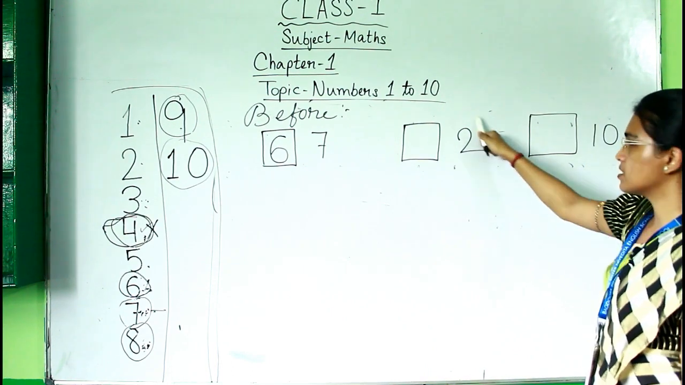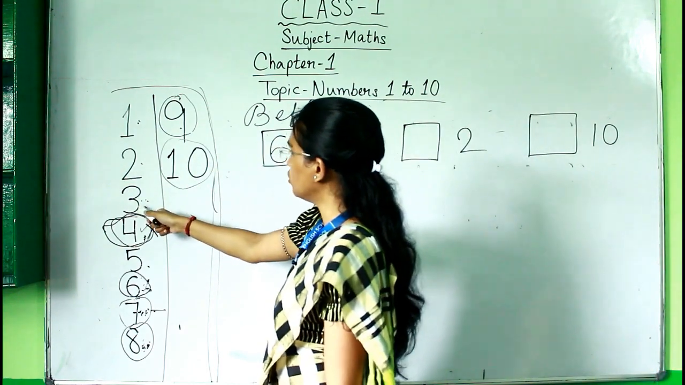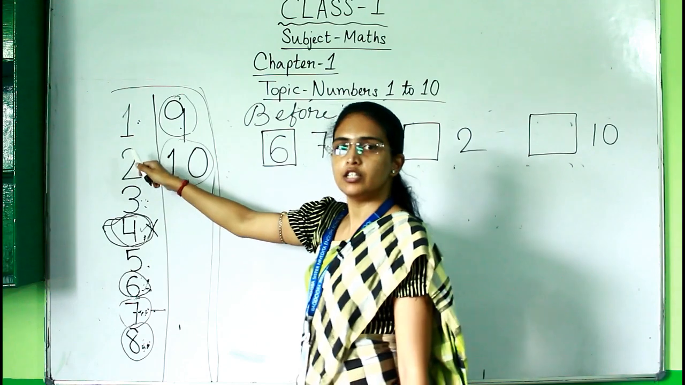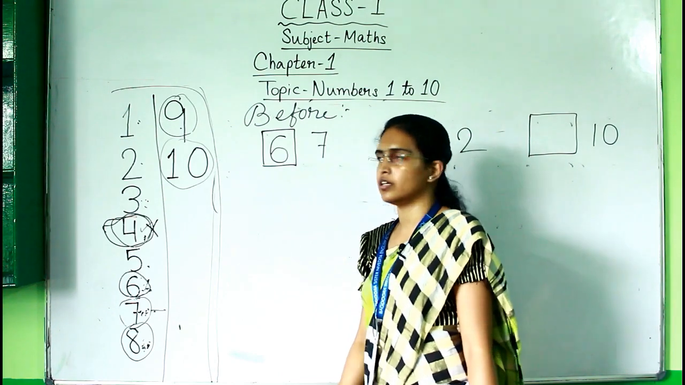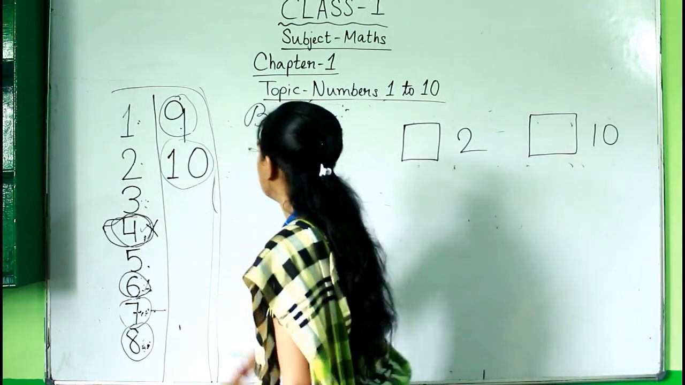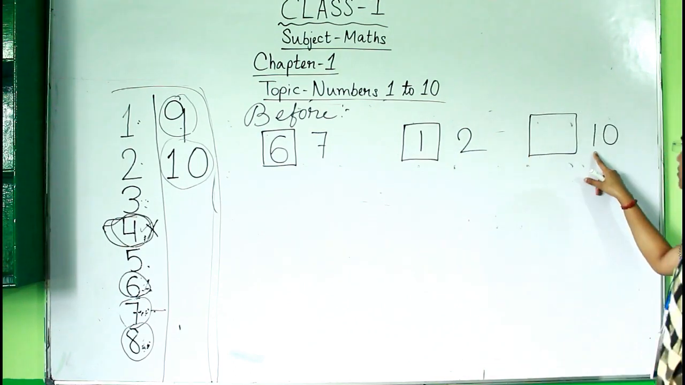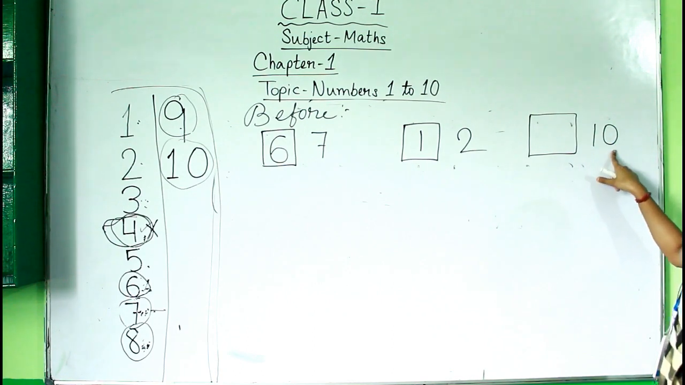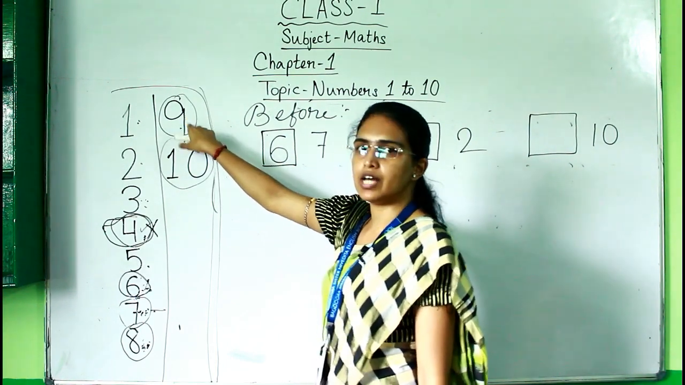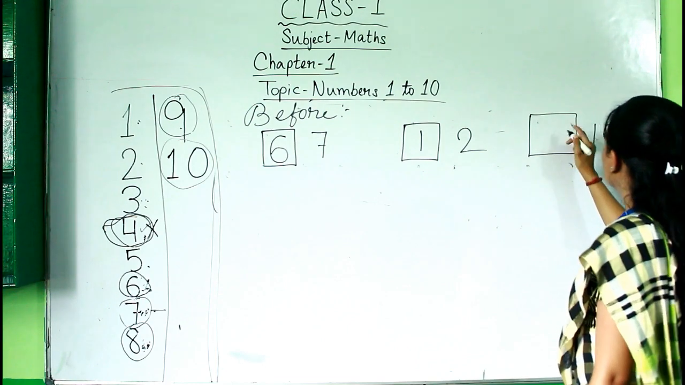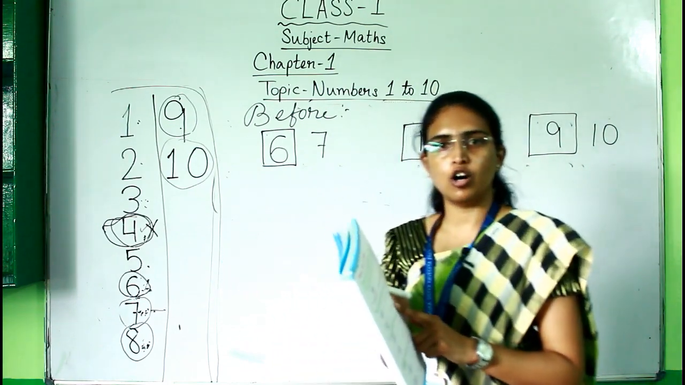Now which number is this? This is number 2. This one is number 2. So what comes before 2? Is it 1 or 3? Yes, it is 1. Now this one, 1, 0, 10. So what comes before 10? 9. So write here 9. Done? Okay, now the rest is your homework.